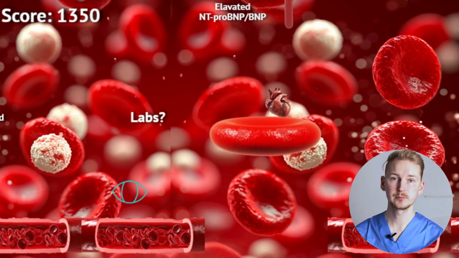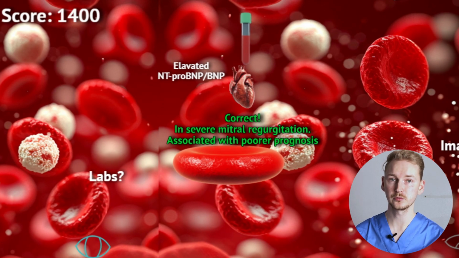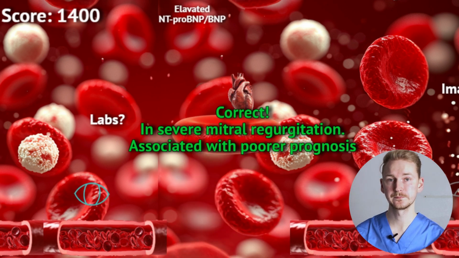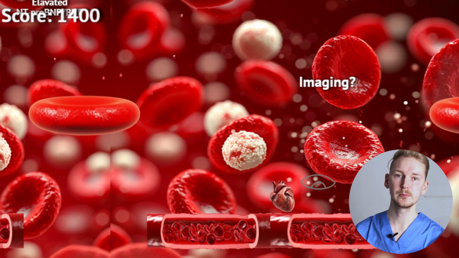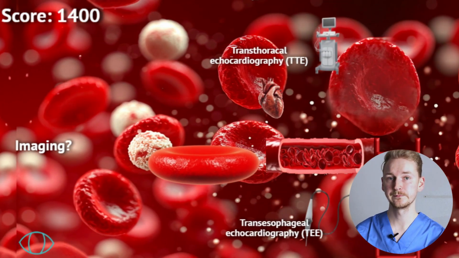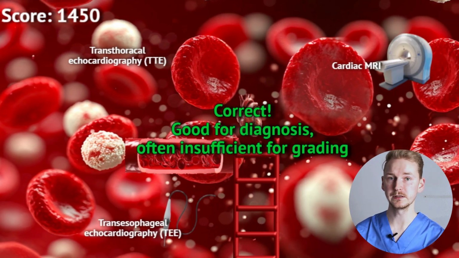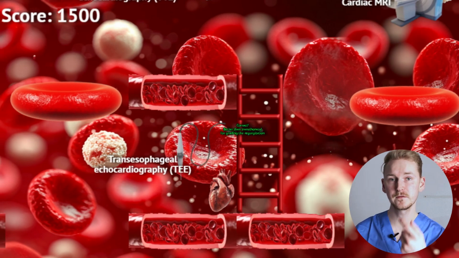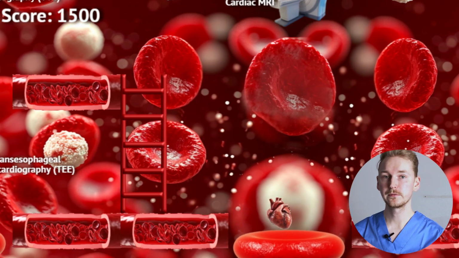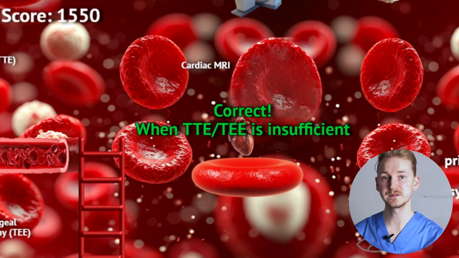For labs, NT-proBNP or BNP should be taken, especially in severe mitral regurgitation. It's associated with poorer prognosis. To make the diagnosis, the primary imaging you should do is a transthoracic echocardiography. However, it's usually insufficient for grading. For grading, you instead use the transesophageal echocardiography. If the echocardiography findings are unclear, you can use a cardiac MRI to make the diagnosis.